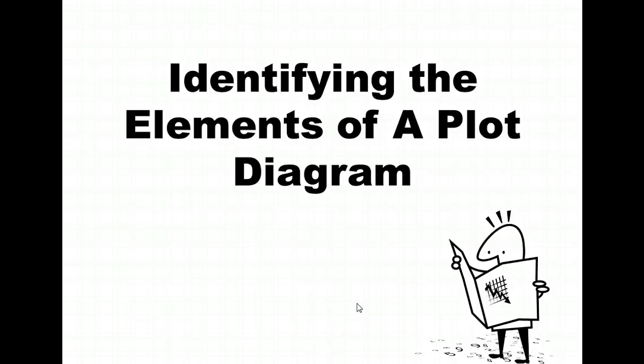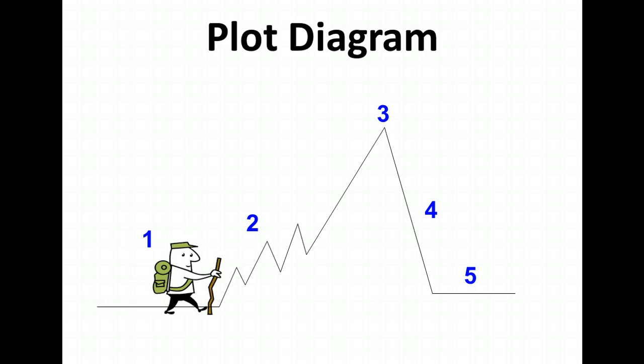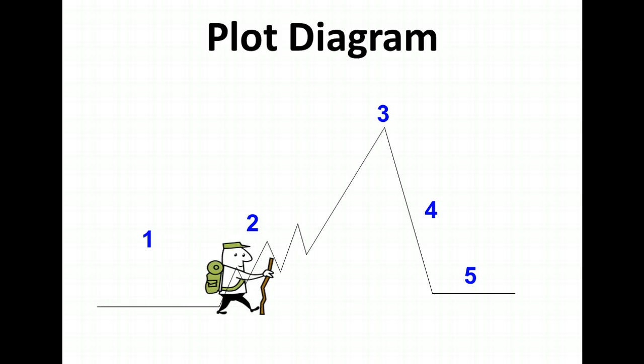In this assignment, we're identifying the elements of a plot diagram. You can think of a plot diagram a lot like a mountain. And if you haven't seen this particular plot diagram, I'm sure you've seen them before. It's when the mountain climbers 1, 2, 3, 4, and 5.